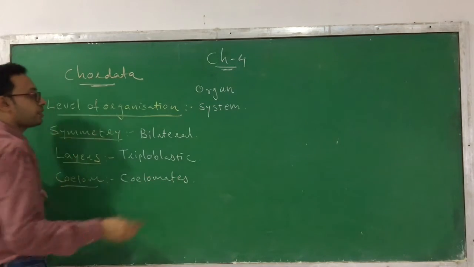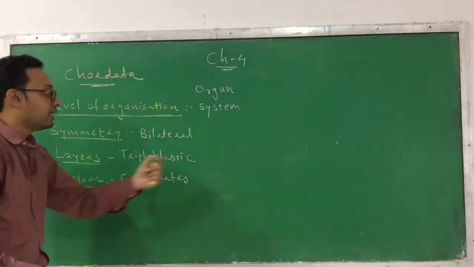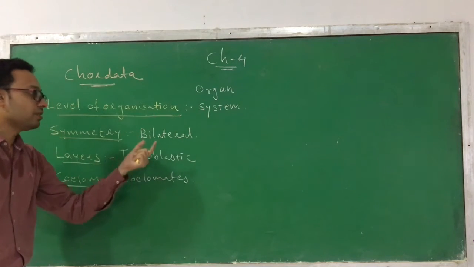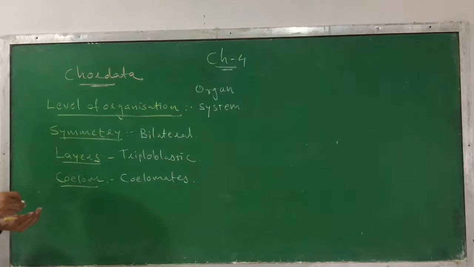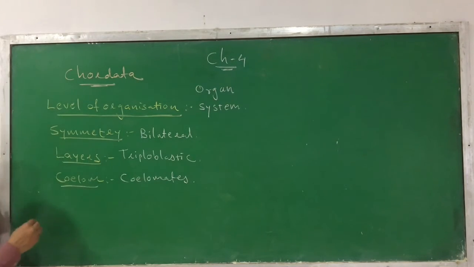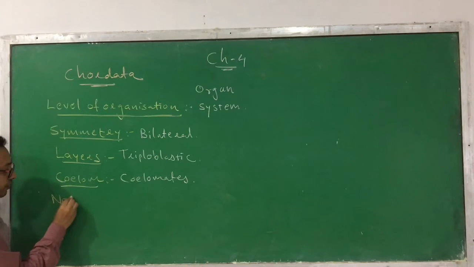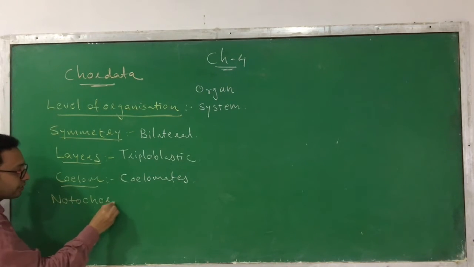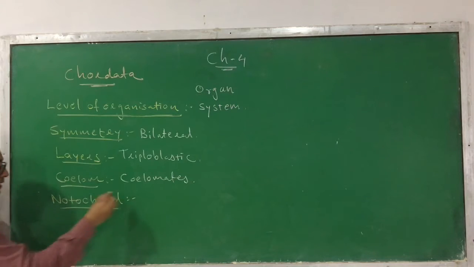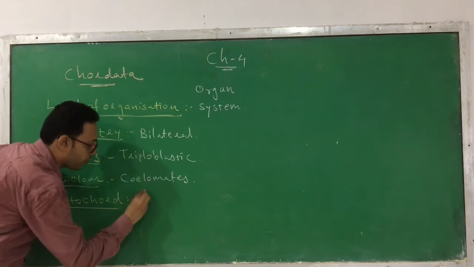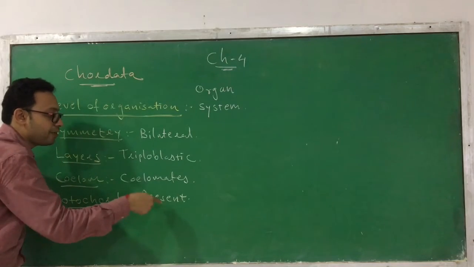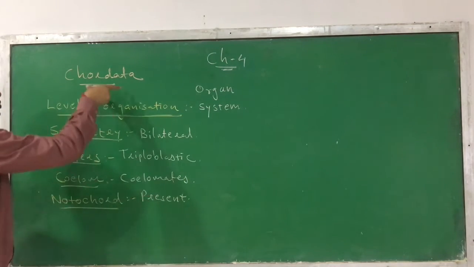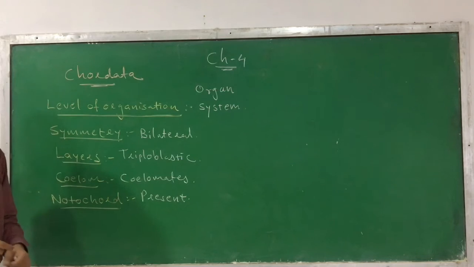So these are the most important characteristics you can find. They have an organ system level of organization, bilateral symmetry, triploblastic, and coelomates are present. Now the most important thing you can find in the phylum chordata is the presence of notochord. This is the most important characteristic. As they have a presence of notochord, that's why we are calling it chordata.